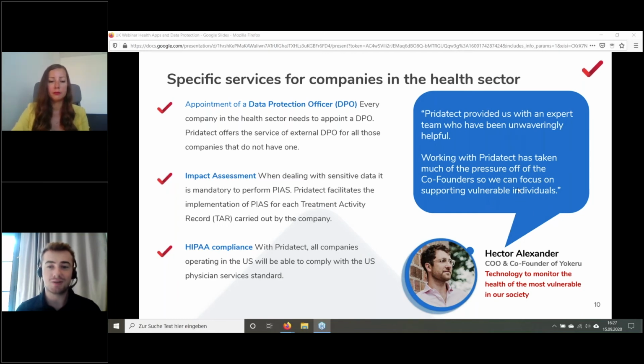Here we can see how PrideAged offers a number of the essential services, such as appointment of an external DPO, as well as important documents like the impact assessment, processing activities, etc., as well as more widespread international services, such as HIPAA compliance, which allows companies like Yokeru to expand and operate their health services in the US, adhering to all appropriate safeguards. Yokeru themselves have benefited greatly from this, with Hector, that you can see on the slide, stating that PrideAged's holistic approach allowed them to be confident in their GDPR and really focus on helping people in need.